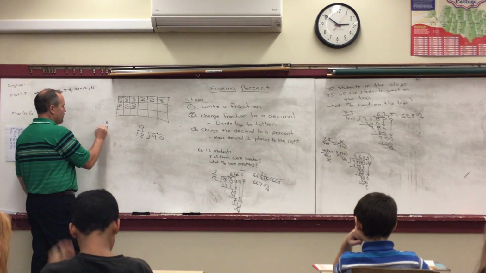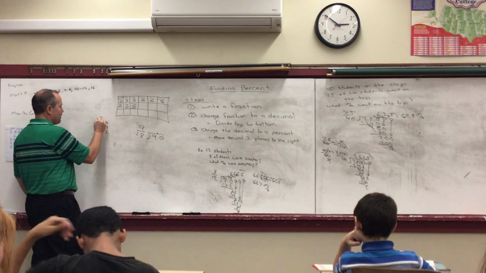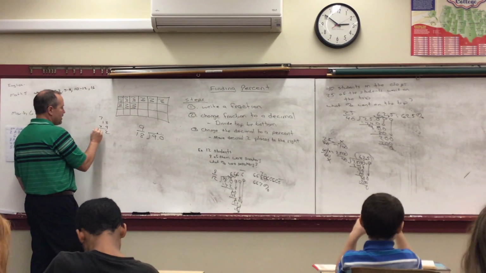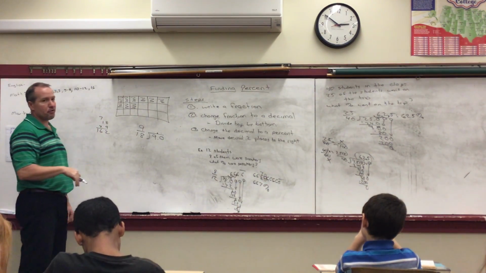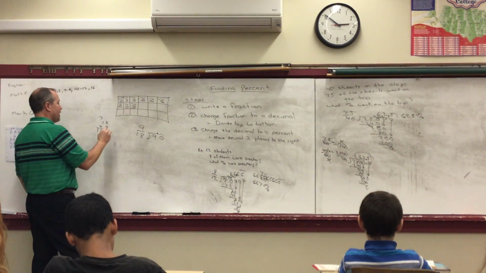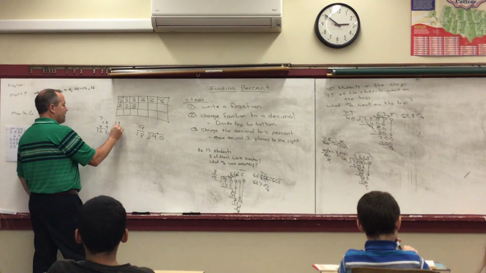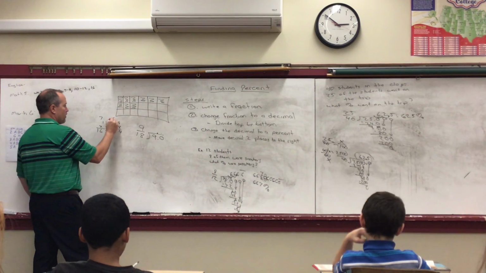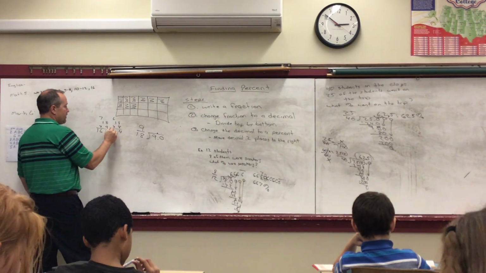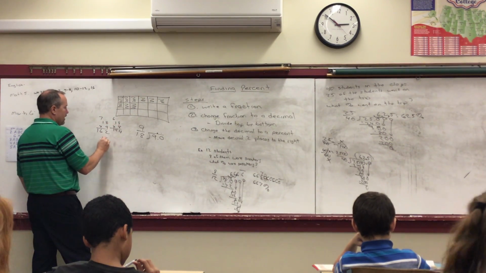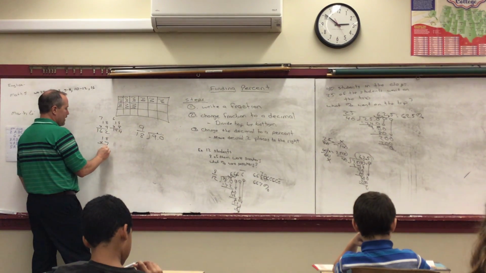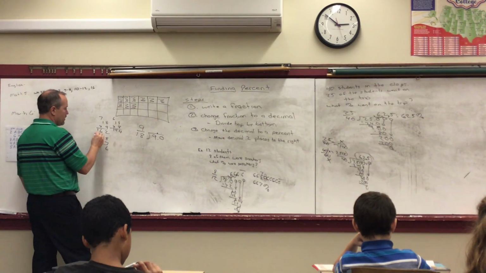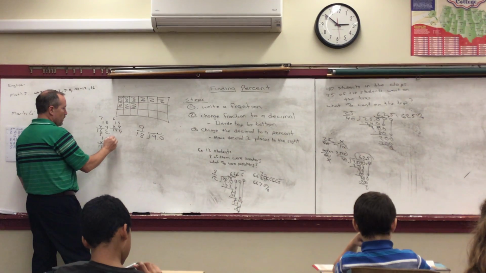18 times 9. 9 times 8 is 72. Carry the 7. 9 times 1 is 9, and 7 is 16. Obviously, that's way too big. Okay, so we can try 8 times. 18 times 8. 8 times 8 is 64. Carry the 6. 8 times 1 is 8, and 6 is 14. Way too big. 18 times 7. 7 times 8 is 56. Carry the 5. 7 times 1 is 7, and 5 is 12. Still way too big.